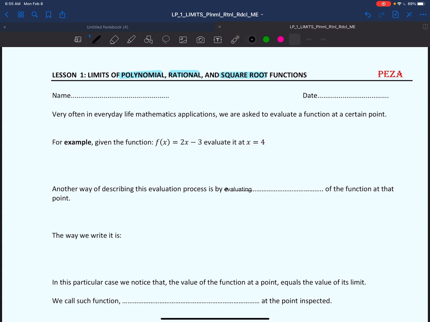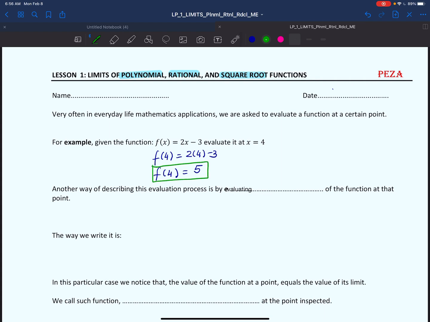So to evaluate the function at x equals 4, let's say we have to find f of 4. Wherever you see x, you replace it by 4. 2 times 4 minus 3. So we're going to say that f of 4 equals 8 minus 3, or 5. So the value of the function at 4 equals 5.